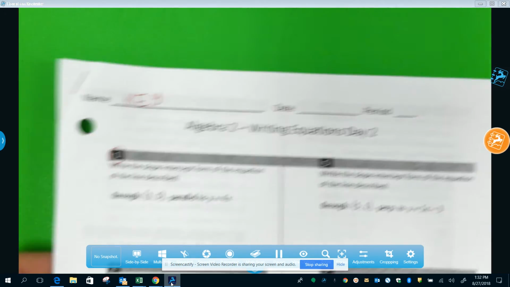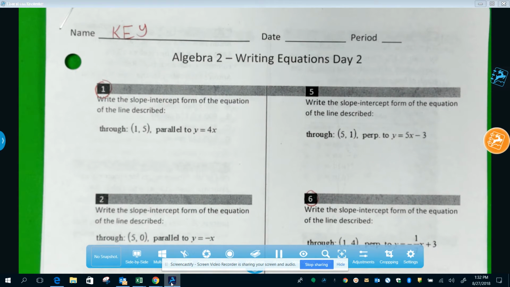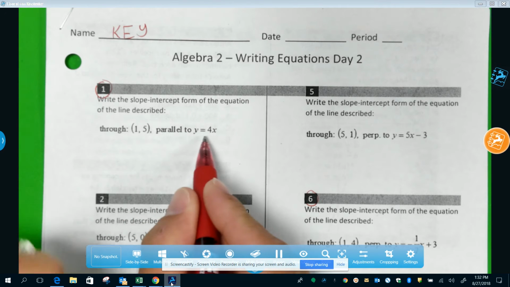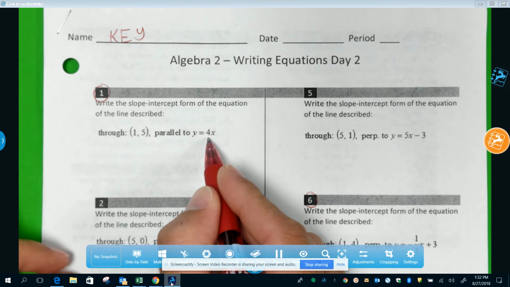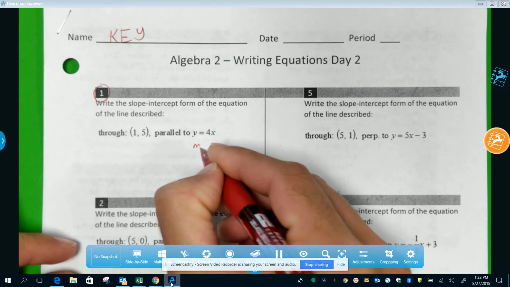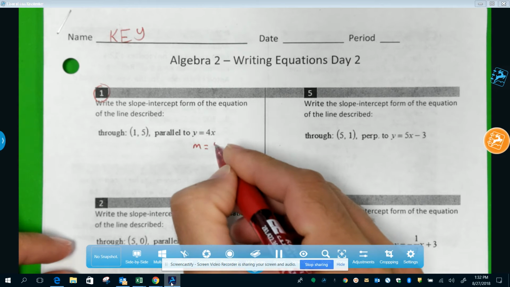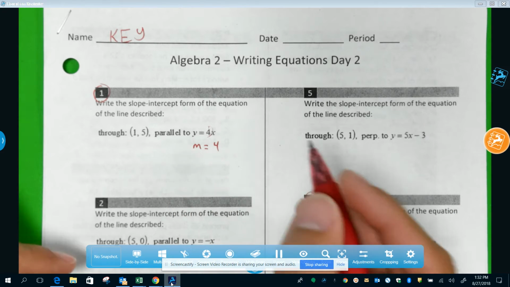So if we look at a few examples here. All right, number 1 on our assignment. It looks similar to what we did today in class. They give us a point and they give us a parallel line to y equals 4x. Well, if I know my line has to be parallel, then I know my slope, my m that I need to use, has to also be 4. If the lines are parallel, then I know my slope. My slope here is 4.